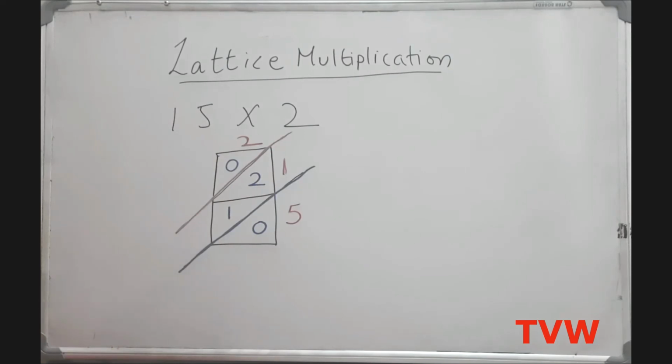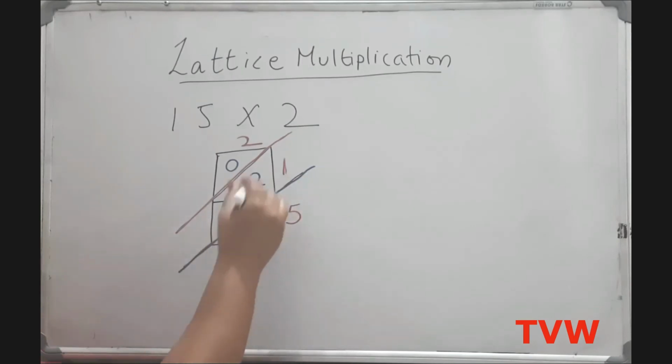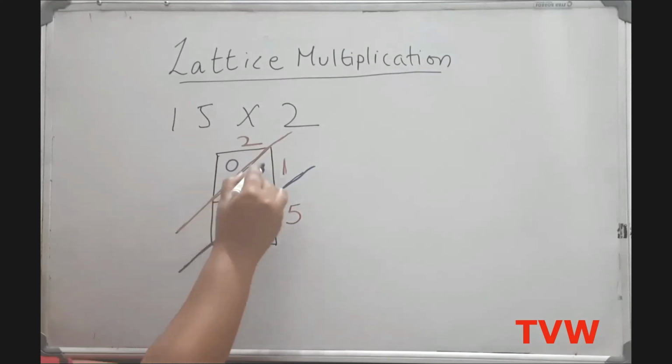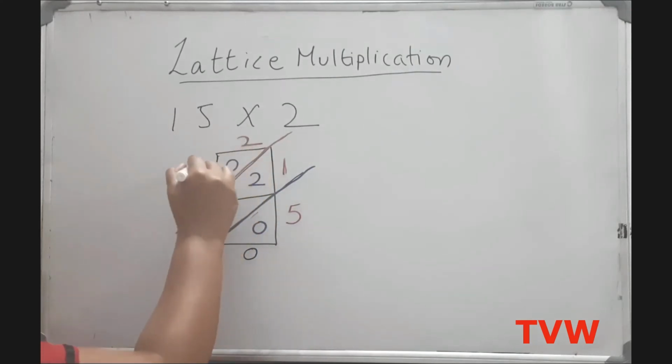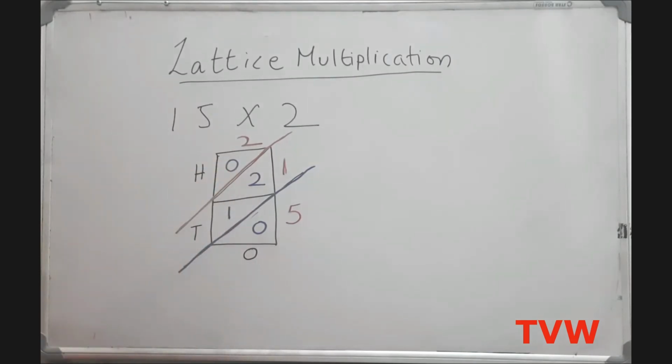And what is the place? How do I indicate the place? I have to start from here. So whatever is under this blue line is the ones place. Whatever is below the red line, this goes to the tens place. And whatever is here is the hundreds place. Okay. Now, let's start adding.